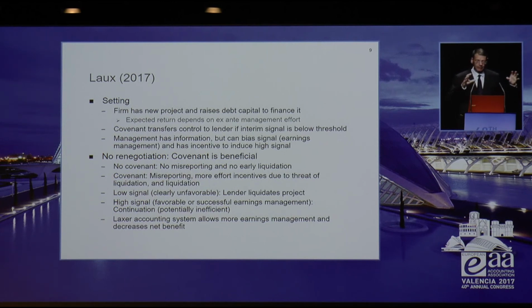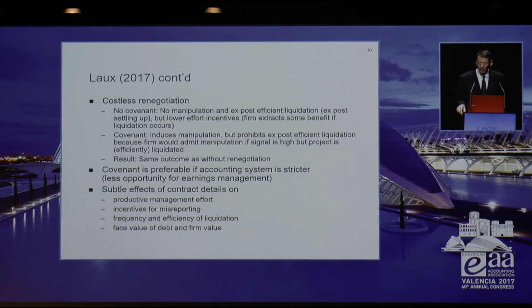But one can show that writing covenants is still useful as long as the information content gives you some sort of negative signal. If you only report a good one, then it's like no covenant, right? But otherwise, you always get more information, and you can show it's useful to do this, but it depends on the quality of the accounting system, right? A higher quality accounting system would reduce the manipulation incentives or increase the cost of it. So this is the no renegotiation setting.